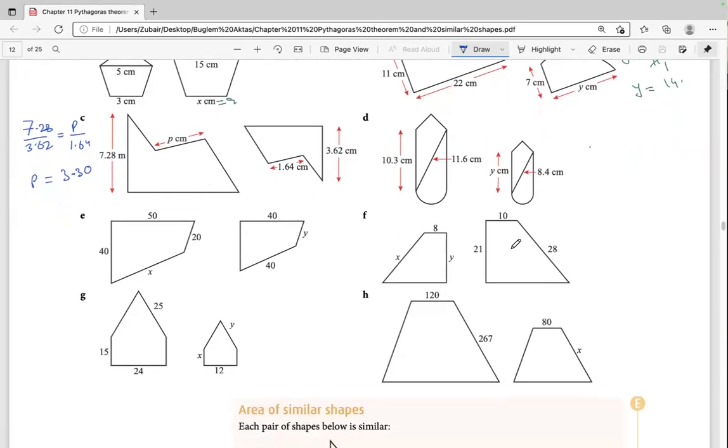D part. And when you do all the questions correct in class, do the same in test. Okay. For this one, it's going to be 10.3 over 8.4 equals to y over 11.6.